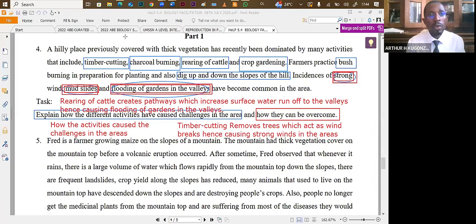Simon is saying, sir, don't we first identify the problem? Someone is saying, don't we first identify the problem? The question is, which task are you responding to? If the task is saying identify the problem, why not?